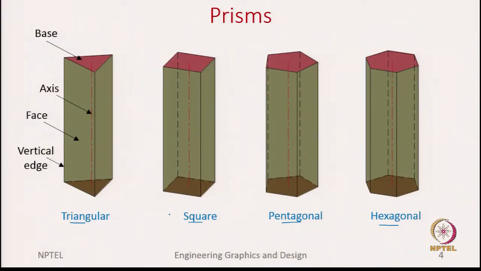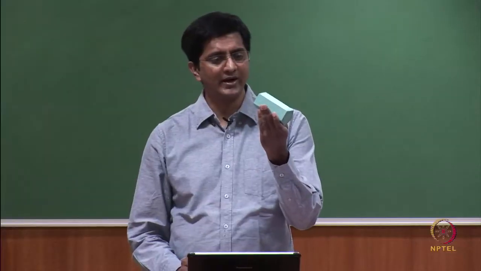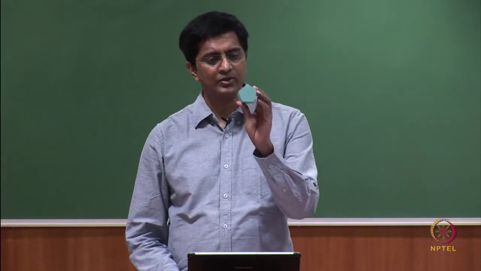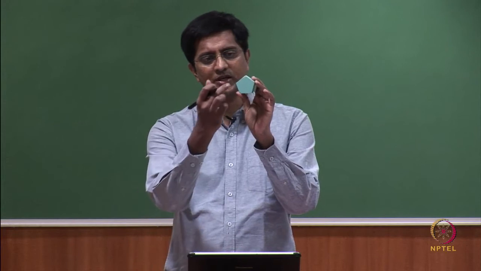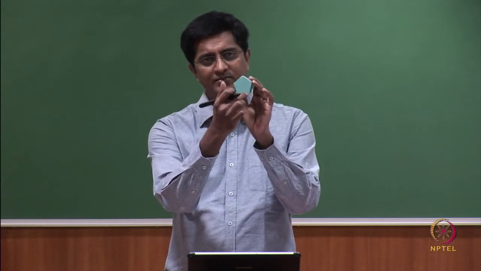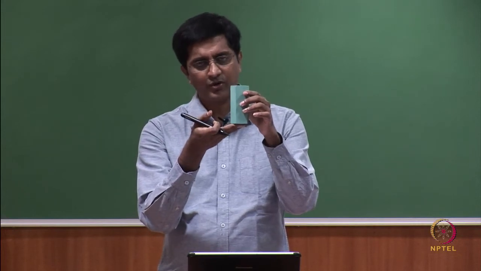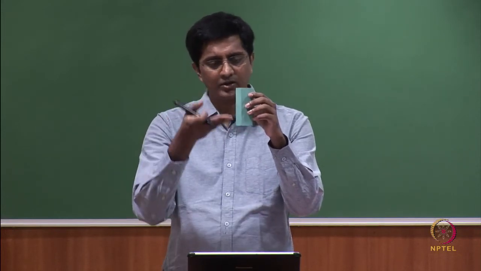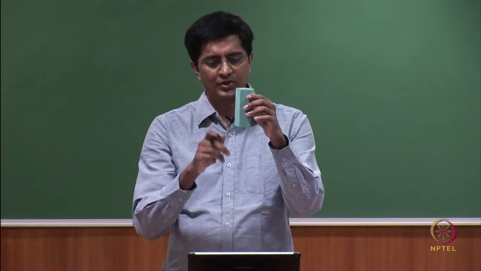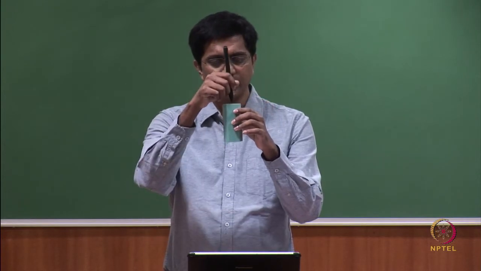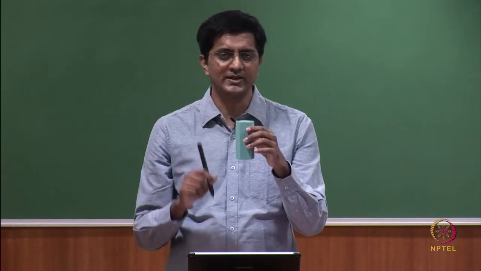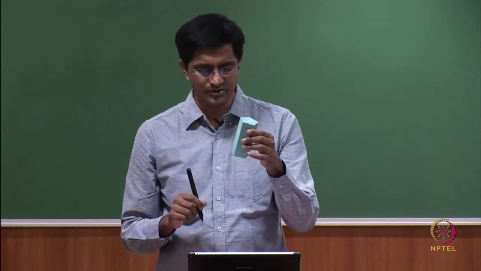For example, here what I have in my hand is a pentagonal prism. If you look in this direction, you see it has 5 sides, and in this direction you see that this cross section of a pentagon is uniform along the length of the prism. The imaginary line passing through the center is what we are terming the axis of this prism.